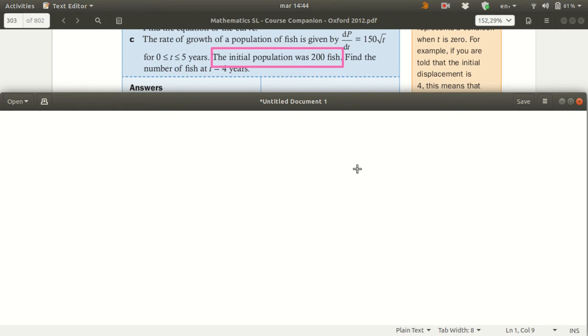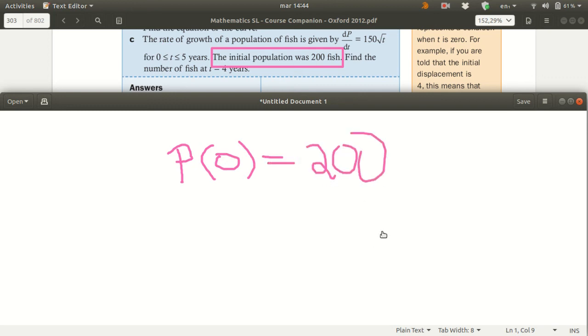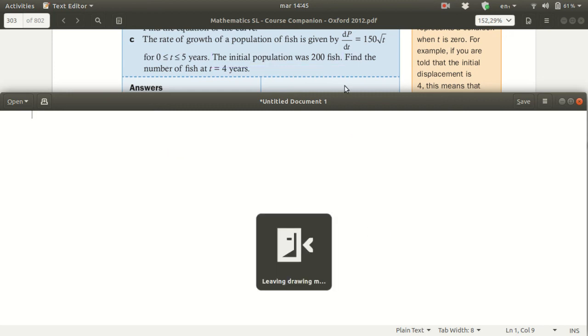So there are a lot of things to solve this problem, but what I really want to focus on is to identify the boundary condition. In this case, notice that it says that the initial population was 200 fish. And this is really my boundary condition. What that means is that the function p of the population, when you evaluate it at 0, which is the initial time, is going to be equal to 200. Alright, so that is the boundary condition. P of 0 equals 200.